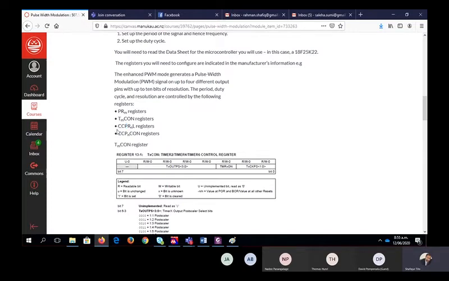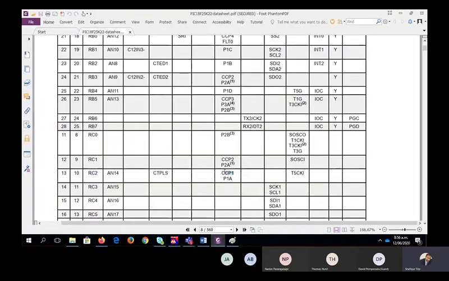And these two modules will need to be configured for duty cycle. That means two registers for the period, that is PRM and TMCON. So these two registers will be for the period of the pulse and two registers for the duty cycle. Am I clear? This is the one module, and it is connected with my RC2. So that means I want to use the CCP1 module to get my signal at the RC2 pin.